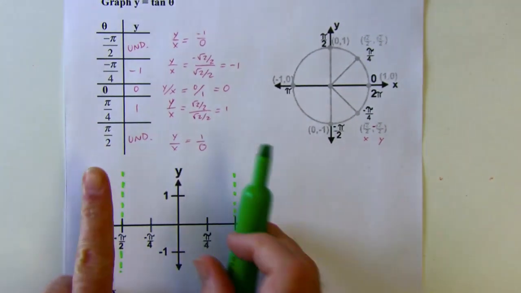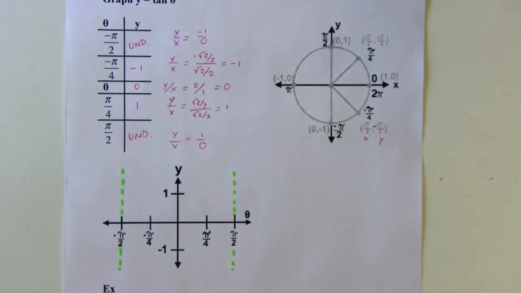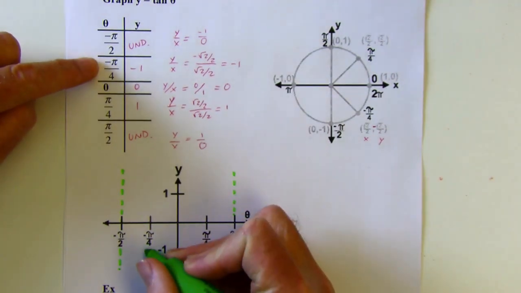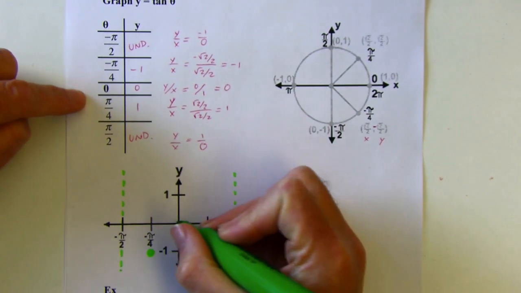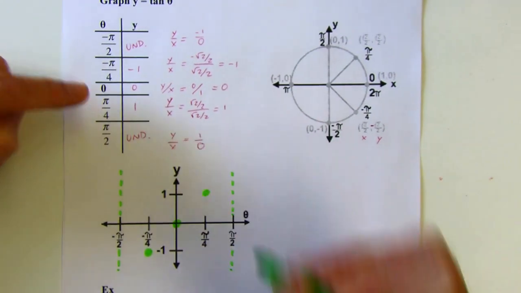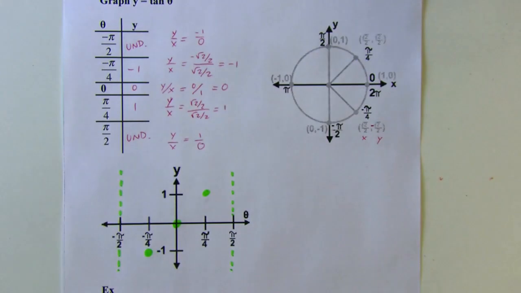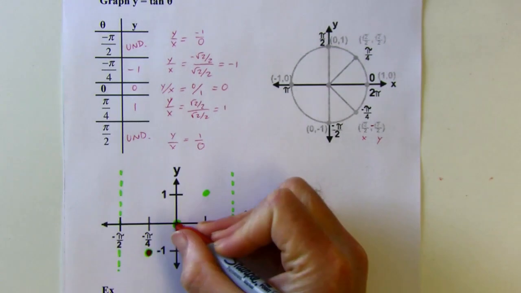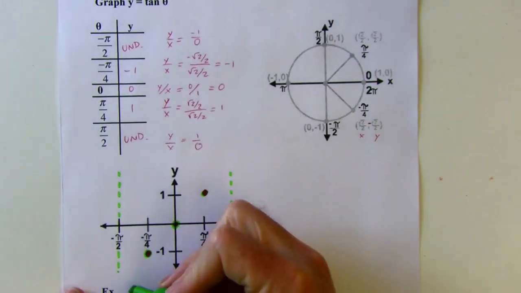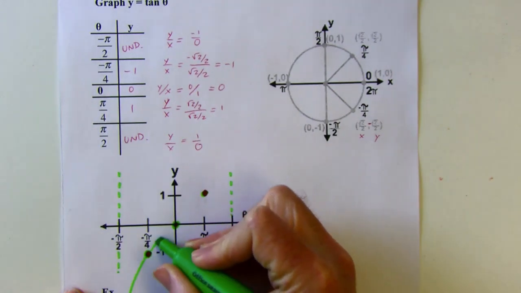So I often refer to these as my goalposts. So everything is going to be happening between these goalposts. So let's see, negative pi over 4, negative 1, that would be right here, okay? 0, 0, the origin, and then I've got pi over 4, 1, okay? So this is going to be a sort of S-curve that's going to go through these 3 points. And it's also going to use those goalposts as guides for the curve. So here's how it's going to look. It's going to look something like this.